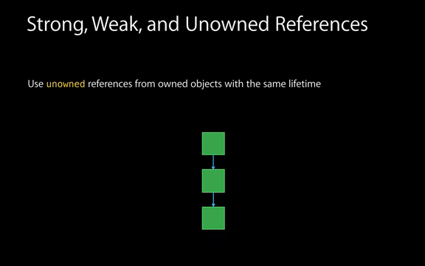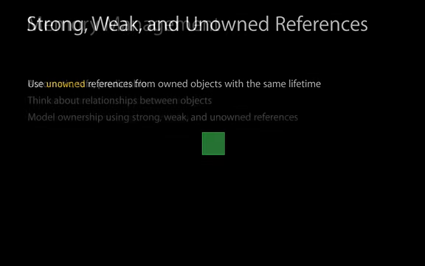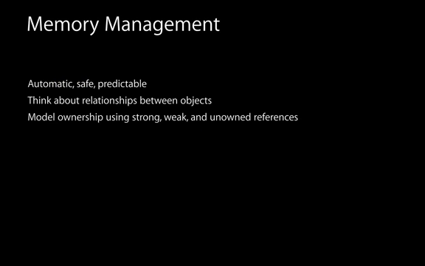And unowned references are great for back references from dependent objects back up to their owners. If part of the object graph goes away, the entire object graph goes away, and there's no need to deal with nil. And that's memory management with Swift. It's automatic reference counting, it's safe. And it lets you think about the relationships between your objects rather than the raw mechanics of memory management. And you can use strong, weak, and unowned references to model those relationships. And it provides a nice, safe foundation for Swift.